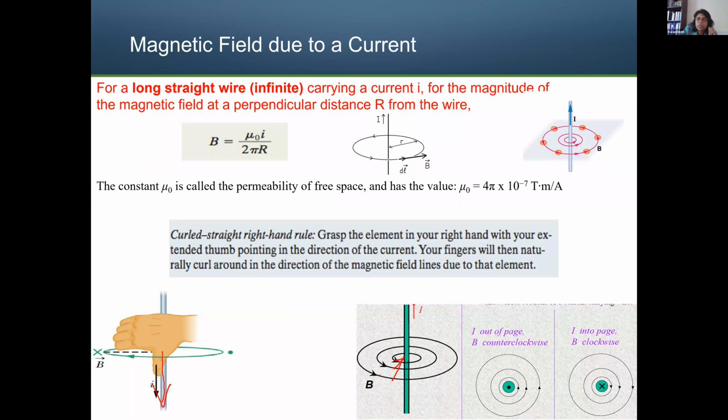Okay, so now this is another view of the same thing. You have current outside of the board, then you point your thumb in that direction, and then you have this direction, which is basically counterclockwise. And if you have the inverse, that will be basically clockwise, right? So this is a different view of your current carrying wire.